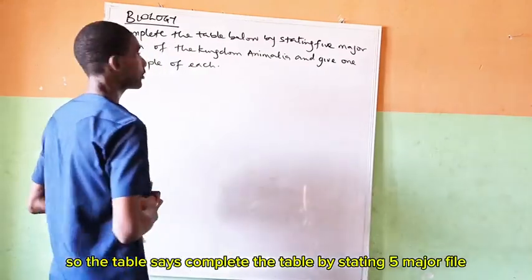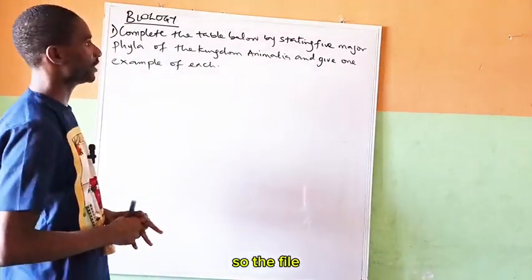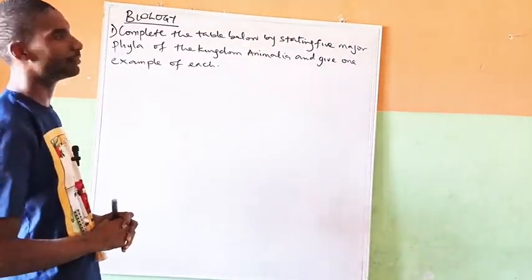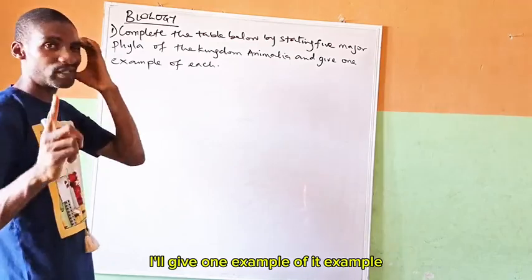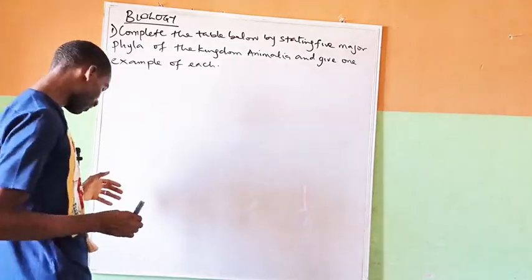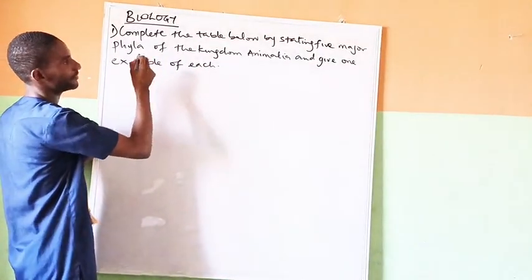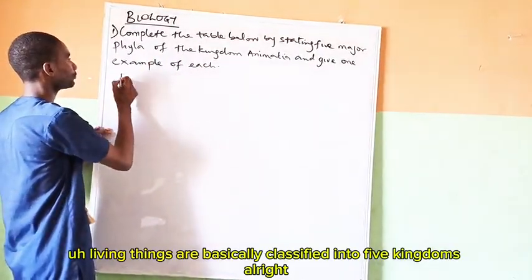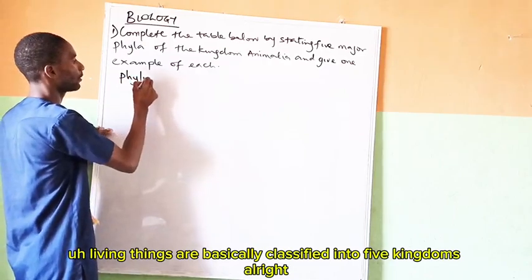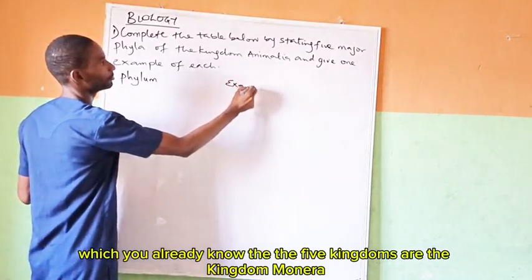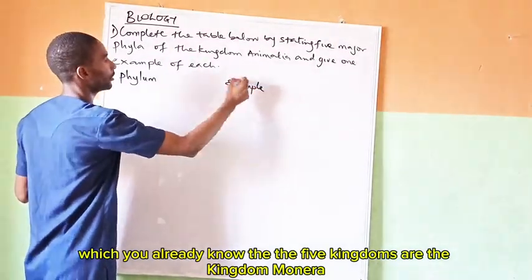Now let's look at the question on the board. Complete the table below by stating 5 major phyla of the kingdom Animalia. Give one example of each. So the table says complete the table by stating 5 major phyla. So the phylum, then example, and give one example of each.